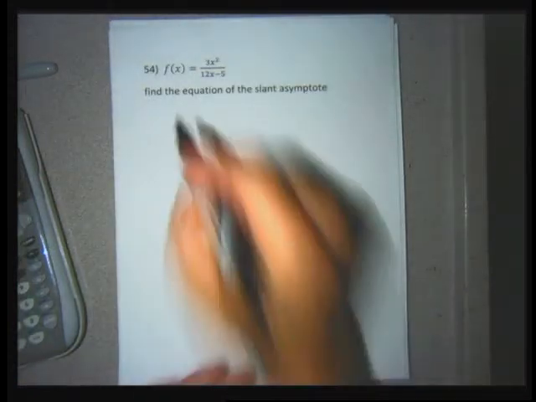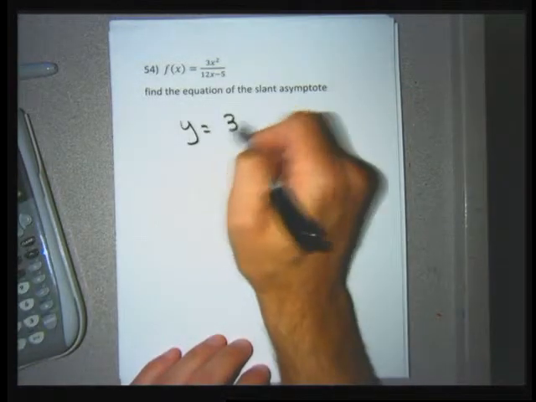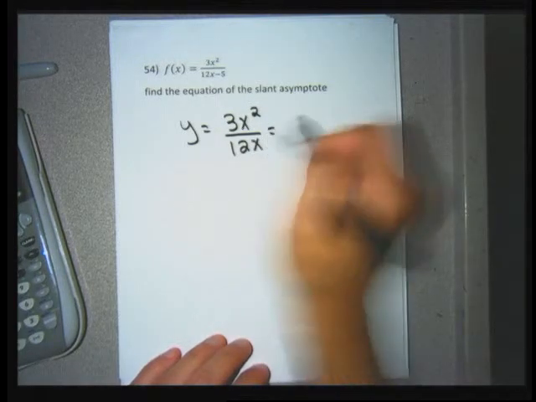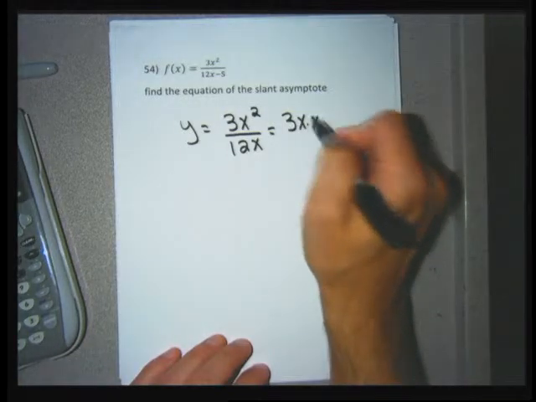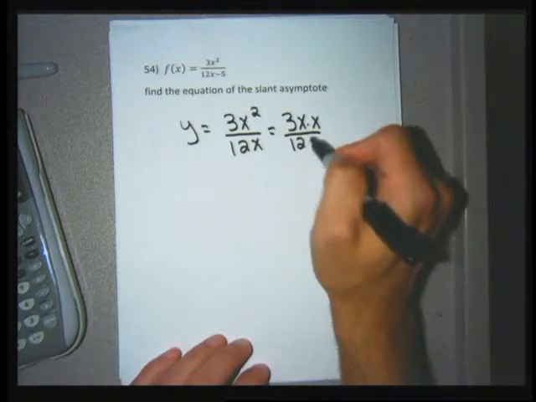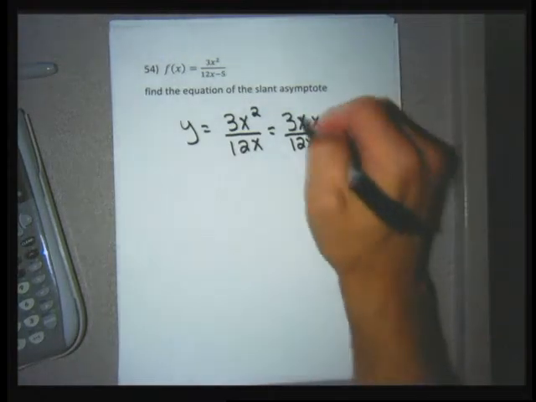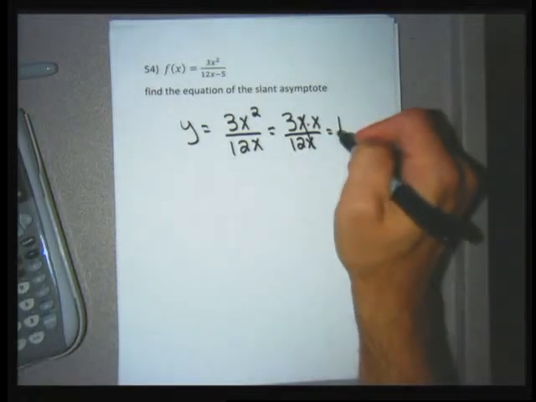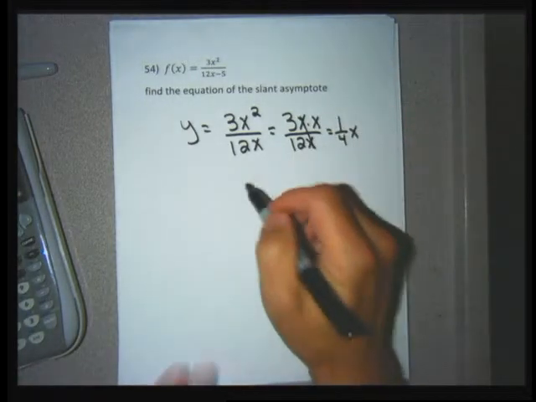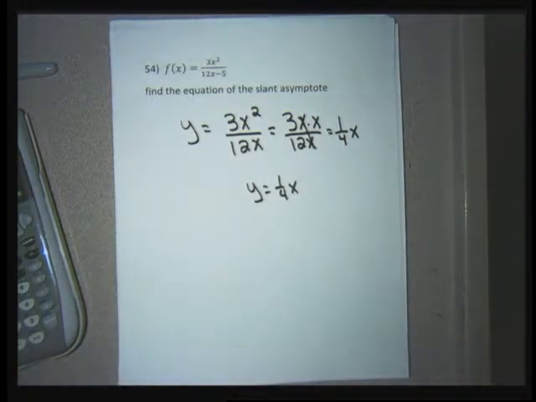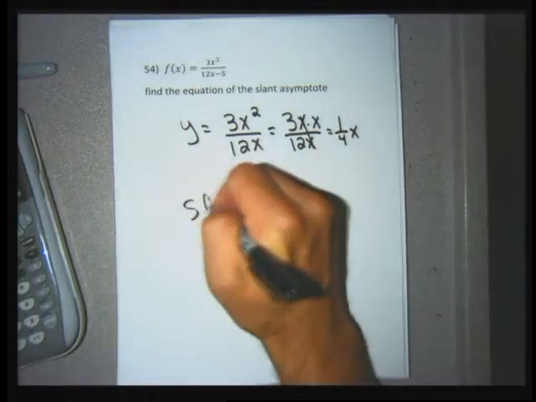So the difference between these problems and the last problems is where the x was. If the x is left in the denominator, then you get y equals 0, or the x-axis. If the x that's left is in the numerator, you get y equals something that's slanted with an x in it. And if the x's cancel, that's the best scenario. For this problem, I'm going to cancel the x's. 3 over 12 reduces to 1/4. And the equation of the line is going to be y equals 1/4 x that this gets attached to. So this is the slant asymptote.